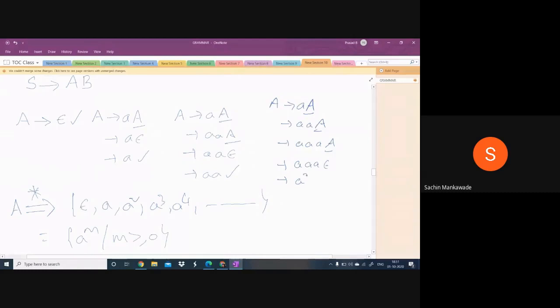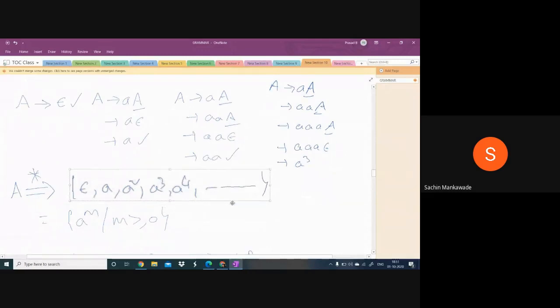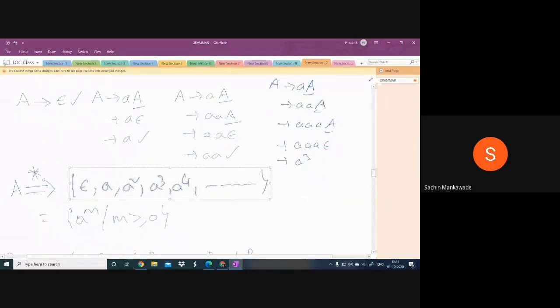So like this, from A, you will get epsilon, A square, A cube, A power 4, A power 5, A power 6, and so on, infinite. So in general, this is A power m, m greater than or equal to 0, if A is the start symbol.